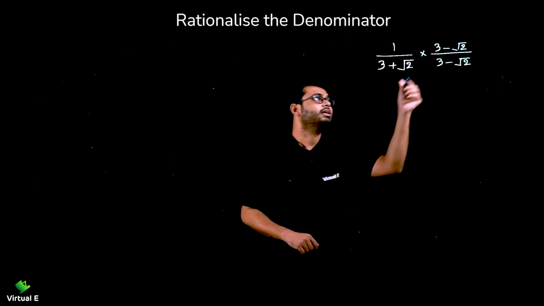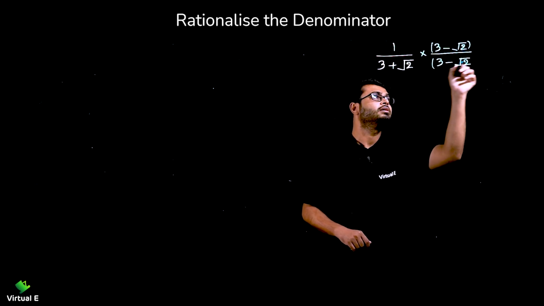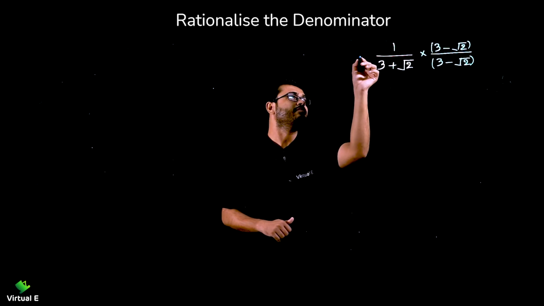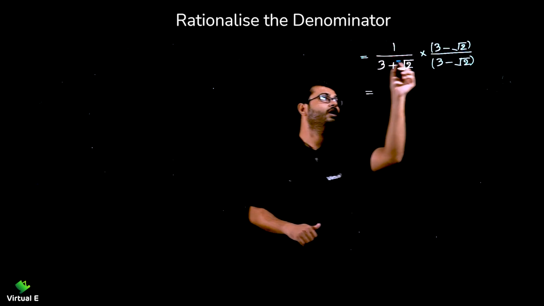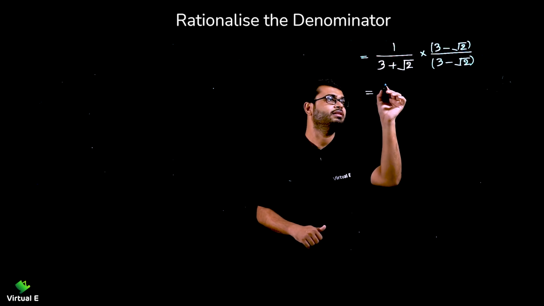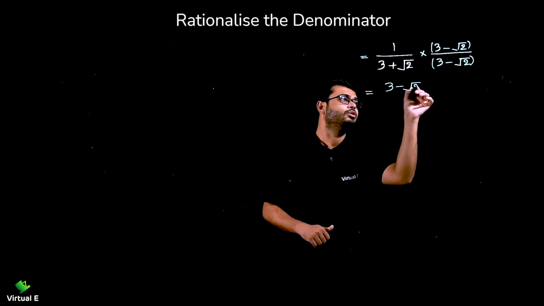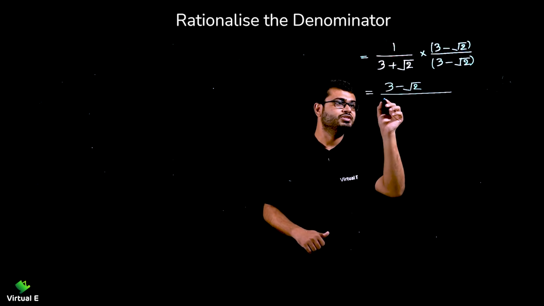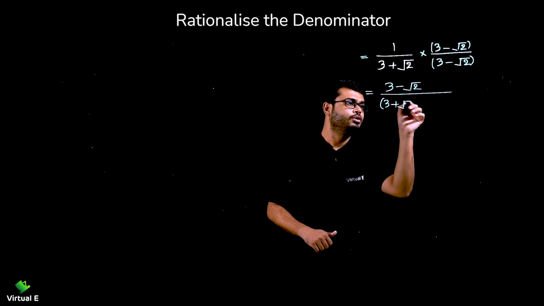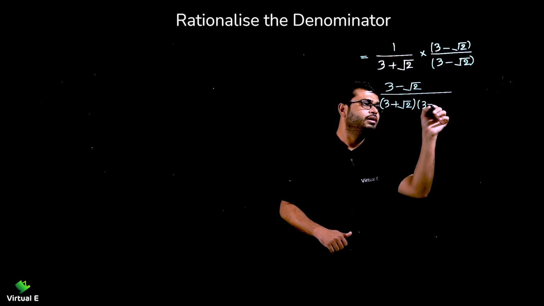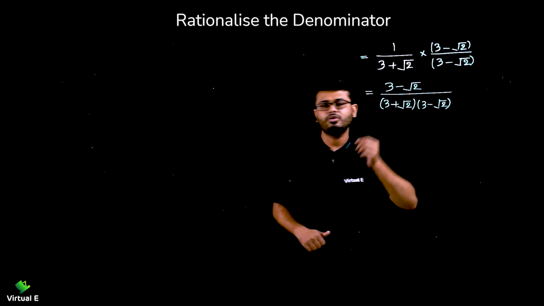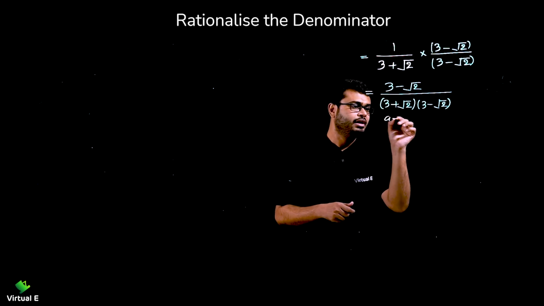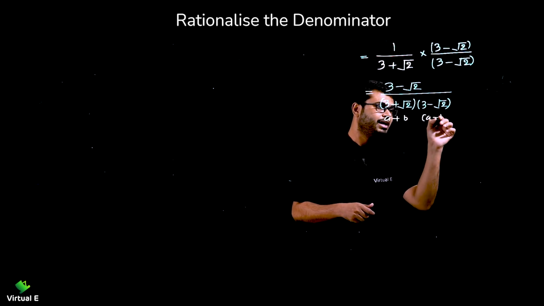As it is the multiplication, let's write here bracket. As it is the multiplication, obviously we are going to do what? Multiplication. So let's start here. 1 into anything is going to remain as it is. That is 3 minus root 2. But in case of the denominator, see, 3 plus root 2, let's write here 3 plus root 2, and here 3 minus root 2. So if you observe, this is of the form a plus b, and a minus b form.